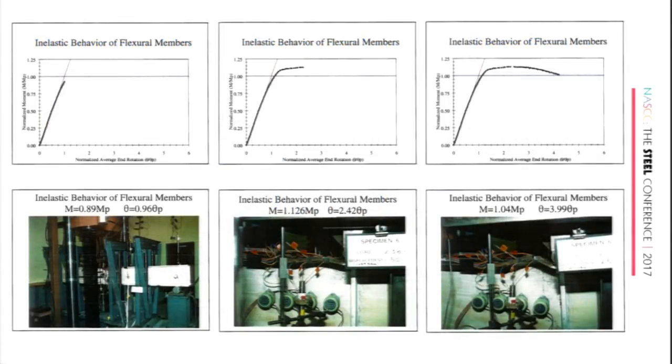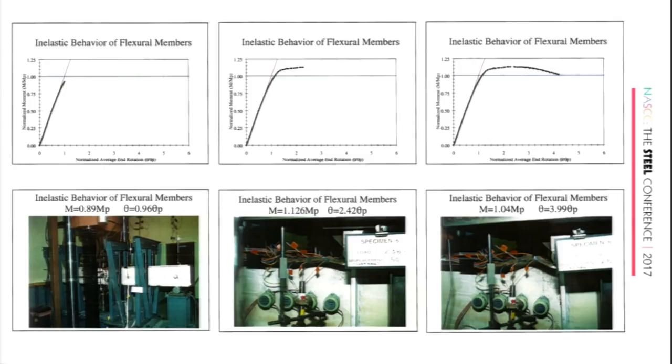So here's one particular experiment that I'm going to walk you through, and hopefully you can see these pictures in the back. In the first picture, we're at about 0.9 of Mp, and our rotation is 0.96 theta p. These plots show the normalized moment over the normalized average end rotation, so really it's the experimental line going up. In the second picture we're at 1.126 Mp and a rotation of 2.42 theta p, and you see that we've actually gotten above Mp.